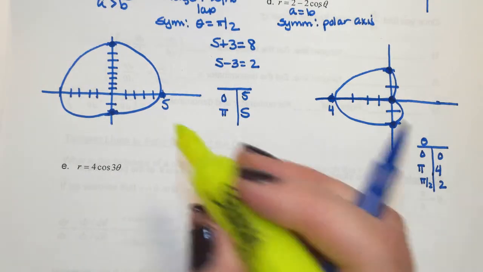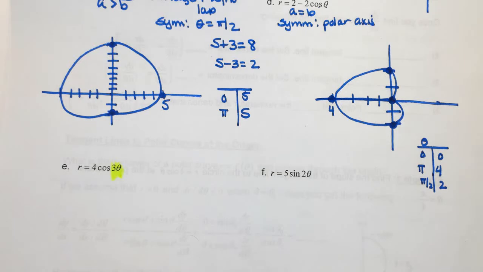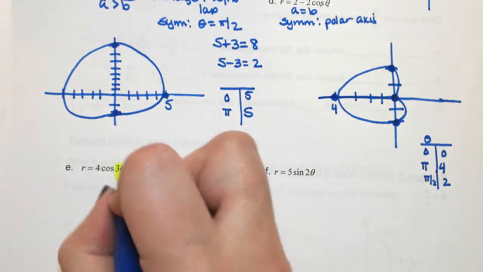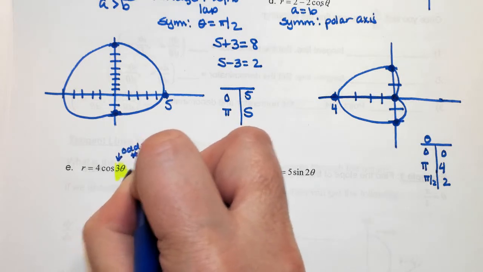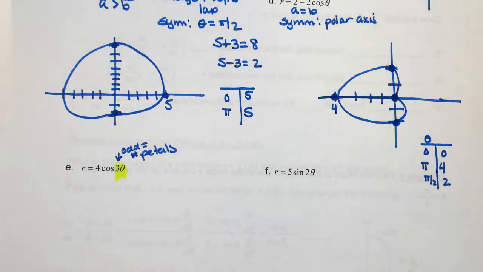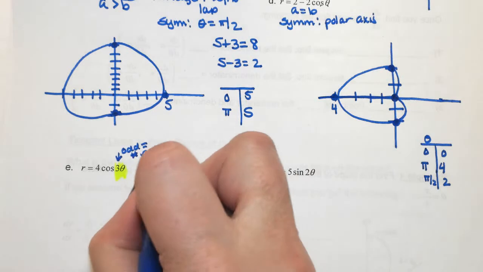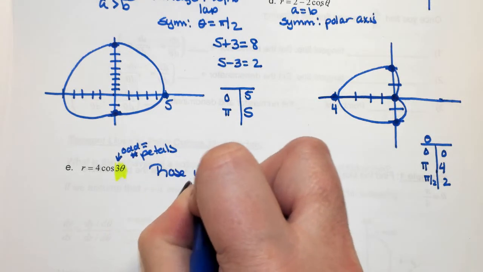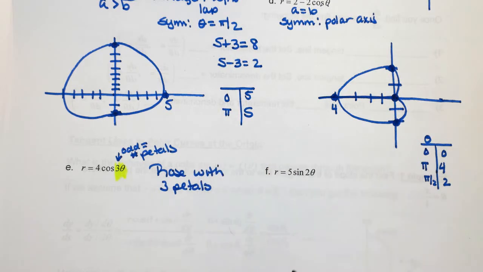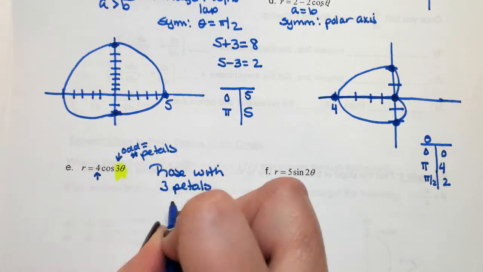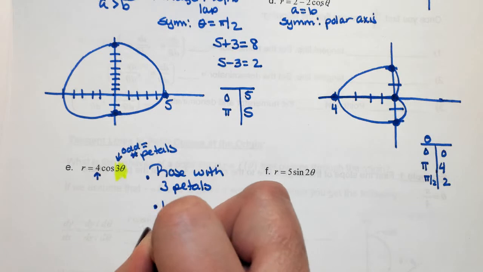So now, the roses is when you have a coefficient in front of theta. Because this number is odd, it's equal to the number of petals. So I know this is going to be a rose with 3 petals. Now the coefficient is significant because that tells you what the length of each petal is.